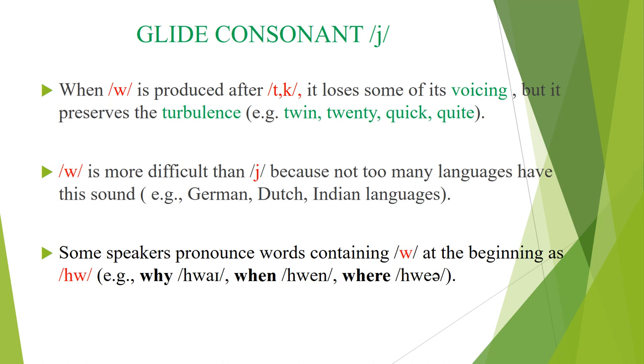Wa is more difficult than ya, because not too many languages have this sound, like German, Dutch, and Indian languages. Some speakers pronounce words containing wa at the beginning as va. For example, instead of saying why, they say vy; when, where.